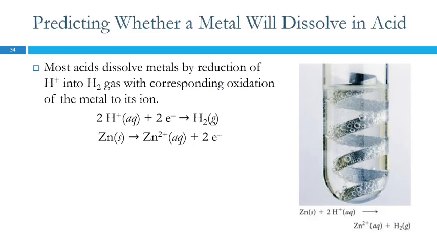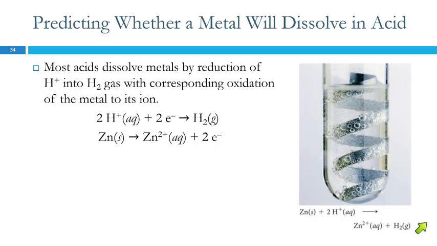Predicting whether a metal will dissolve in acid. Very similar. Acids, most of them, will dissolve metals by reducing hydrogen ions from the acid into hydrogen gas. And you've probably seen a reaction like this. You put zinc metal into hydrochloric acid and you see it bubble, and you wait long enough and it goes away, right? All the zinc's gone because it became zinc ions.